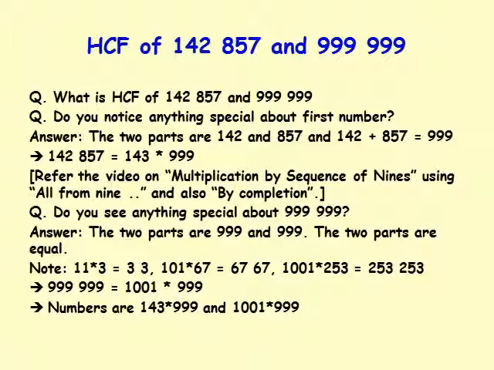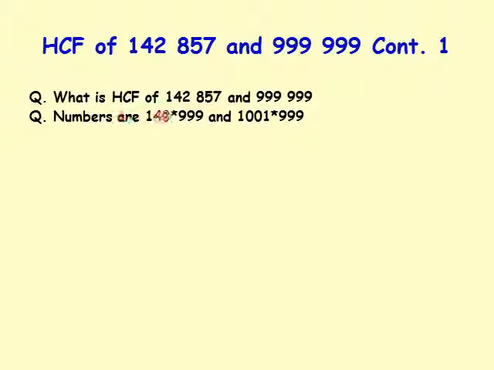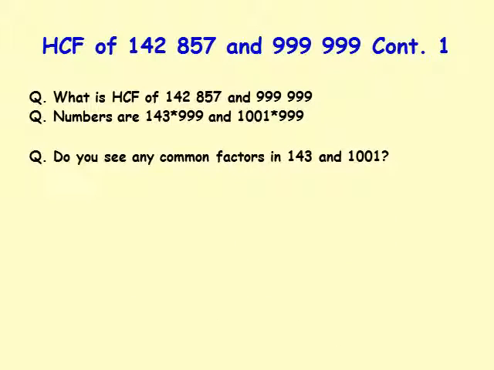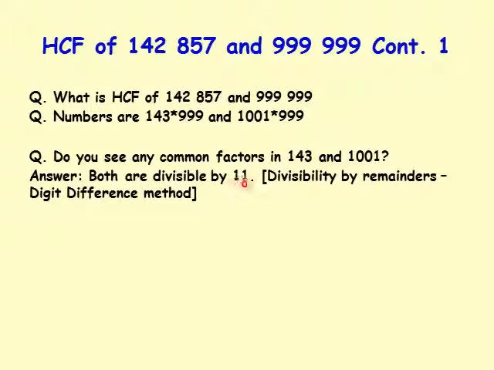Let's continue with the same example here. We already know that the two numbers are 143 times 999 and 1001 times 999. Do you see any common factors in here? We know 999 and 999 are common factors. So let's look at the other factor now, 143 and 1001. Both are divisible by 11.